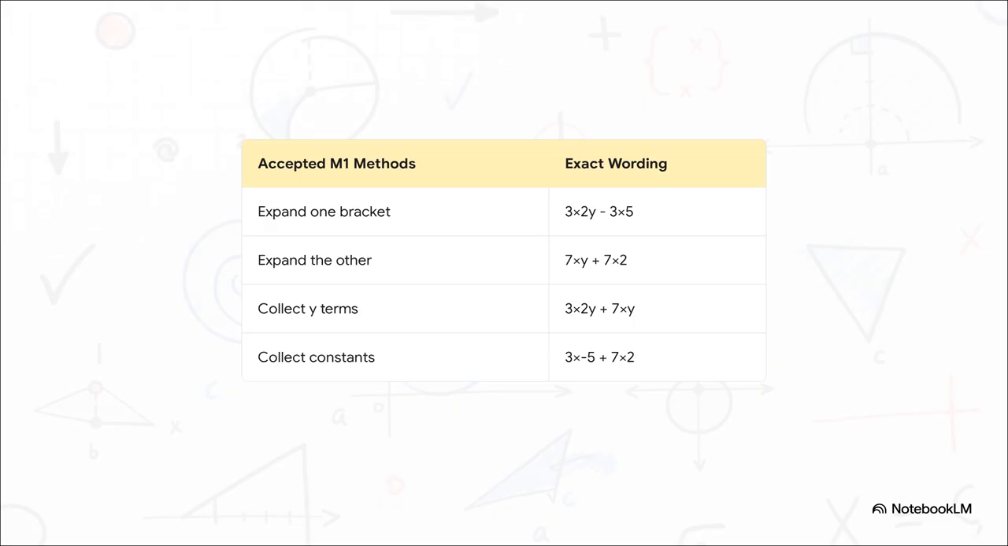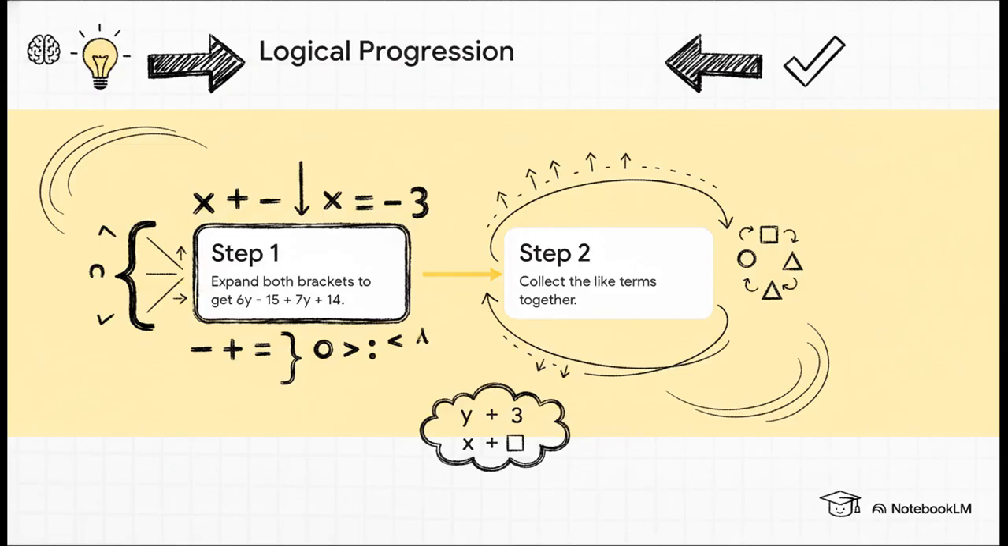Now check out how generous the official mark scheme actually is for that very first M1 method mark. You've got options. Expanding just the first bracket completely correctly to get 6y minus 15, that earns a mark. Expanding only the second bracket to get 7y plus 14 also earns a mark. Or if you jump straight into gathering the y terms to get 13y or doing the number math to get minus 1, you still get on the board.